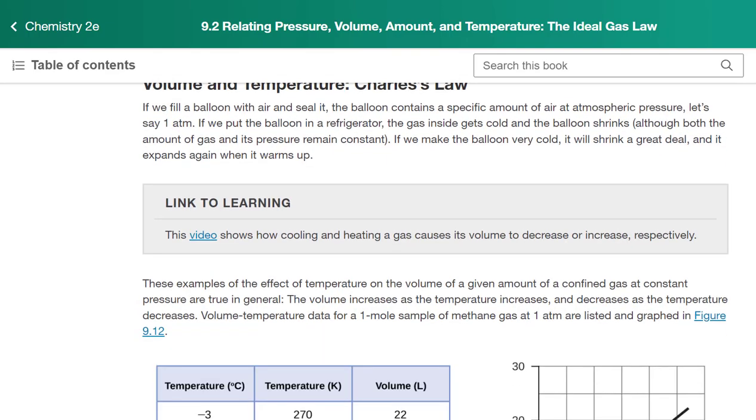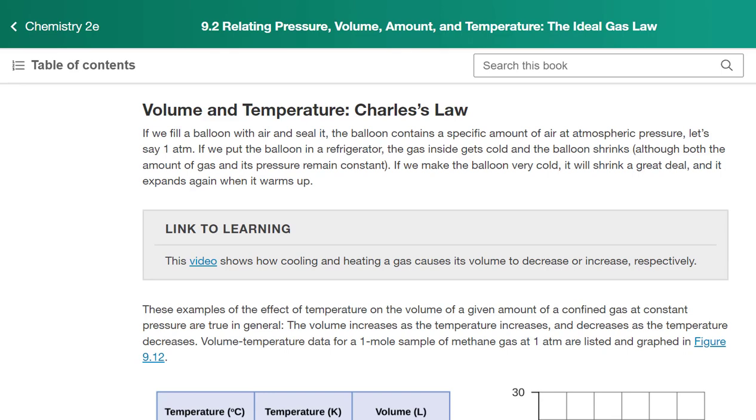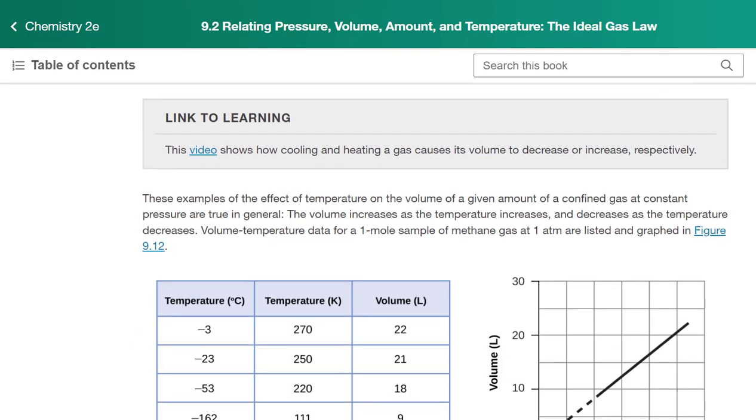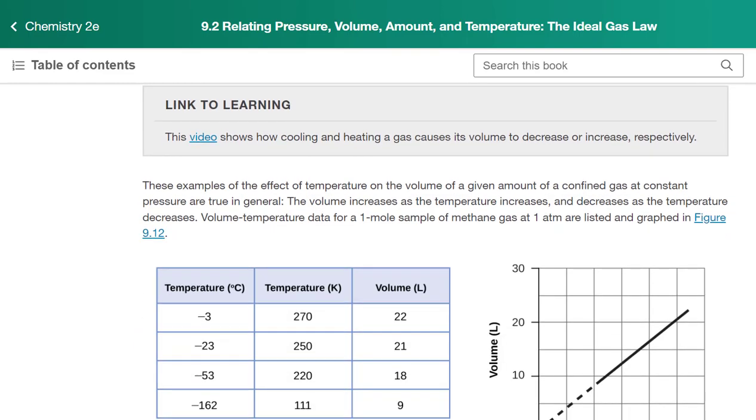So I'm going to go ahead and talk about the next one. I'm going to go through all these simple gas laws in one video. They are all very similar. So we probably talked about the first one more than we will about any of the others. So this one is volume and temperature. And there's a similar relationship here to what we described earlier.